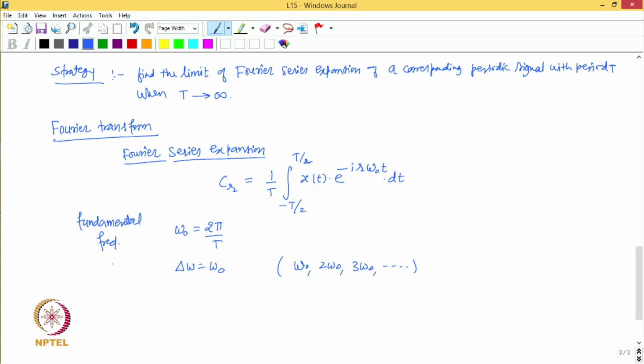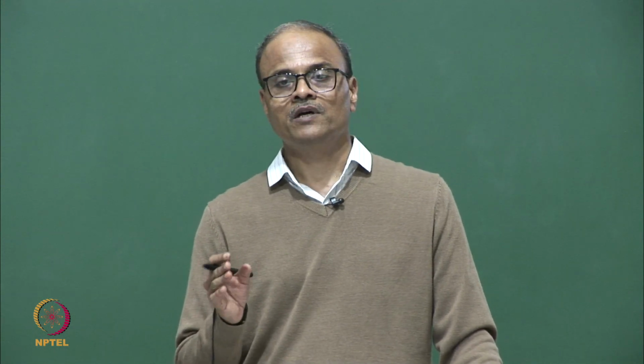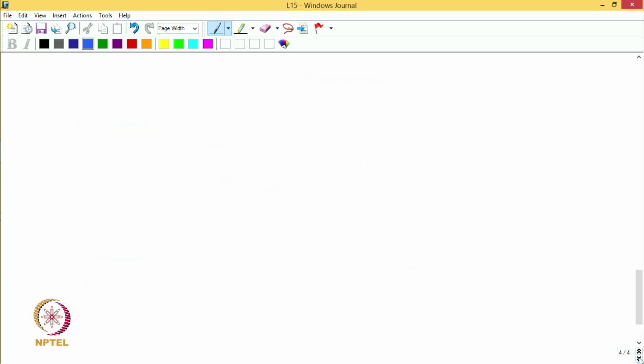So this is nothing but the frequency resolution or frequency gap. Okay. So now when T becomes very high, right, when T is increased, then what is going to happen? The frequency gap will reduce, okay, the delta omega will reduce, and when T tends to infinity, then this gap will become infinitesimally small. Okay. So, go to the next page.